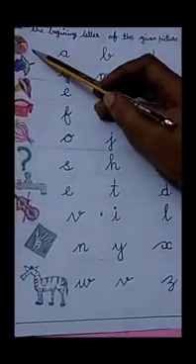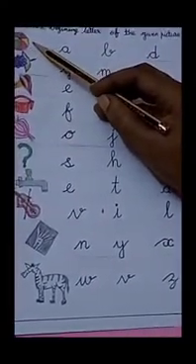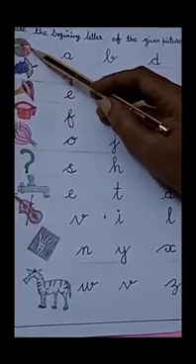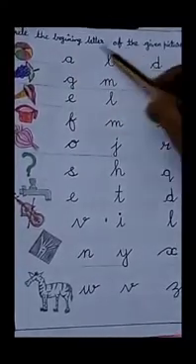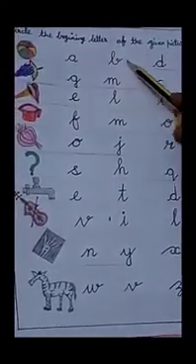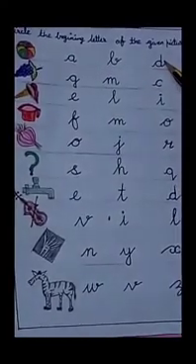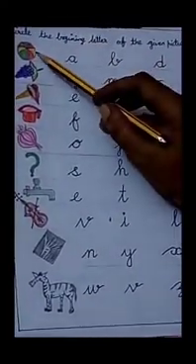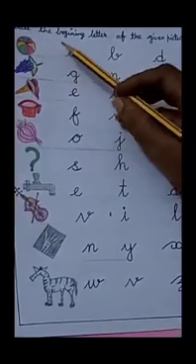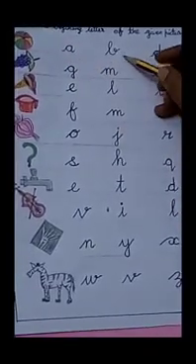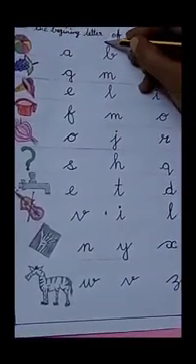Yes. What is this picture? It's a ball. What are these letters? A, B and D. What is the beginning letter of the ball? It's B. So circle the letter B.